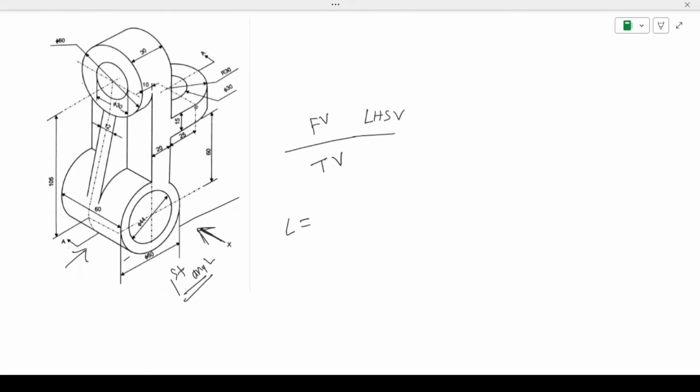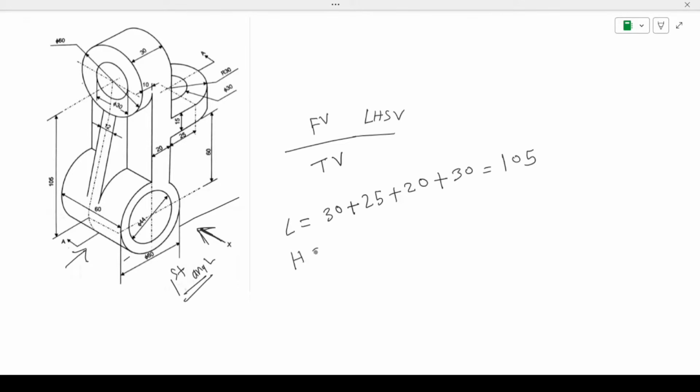So the total length: first of all, start from this. The radius is equal to 30. So length is equal to 30 plus this 25, plus this 20 up to the center point, plus the remaining radius of 30, where the total diameter is 60. So the total length is equal to 105.